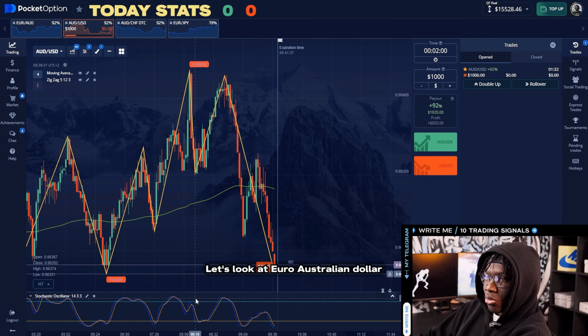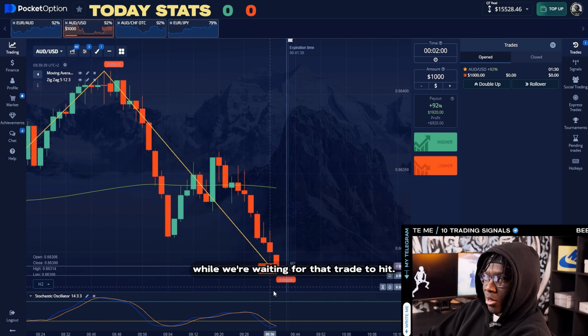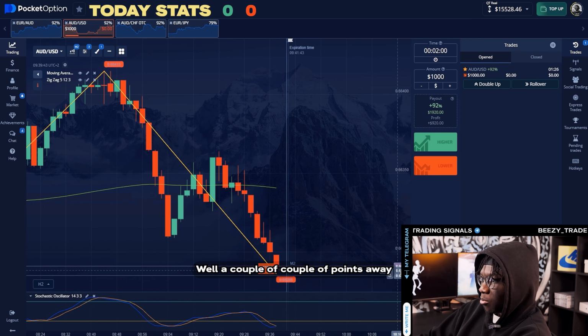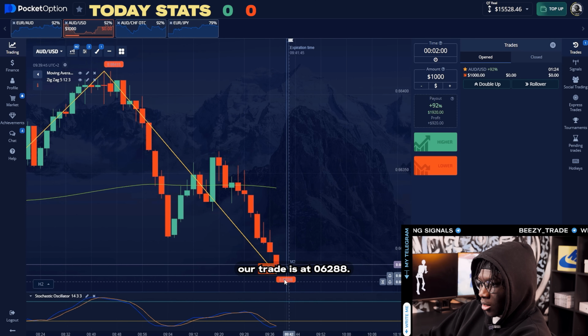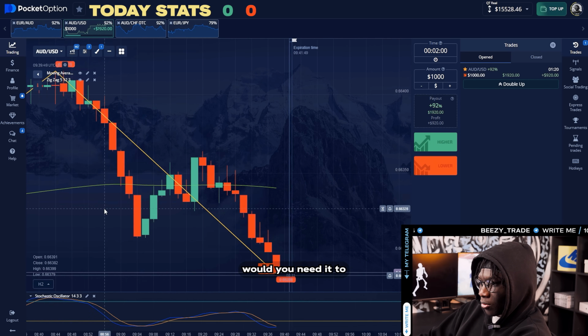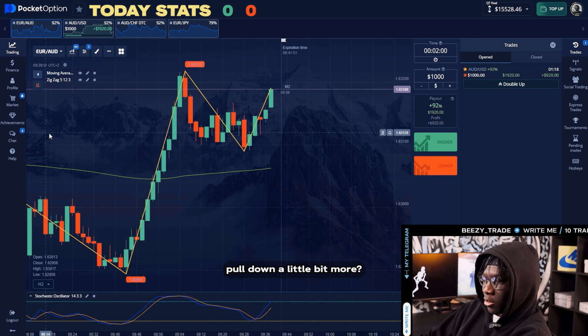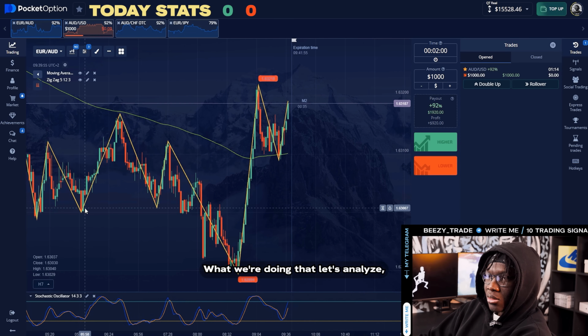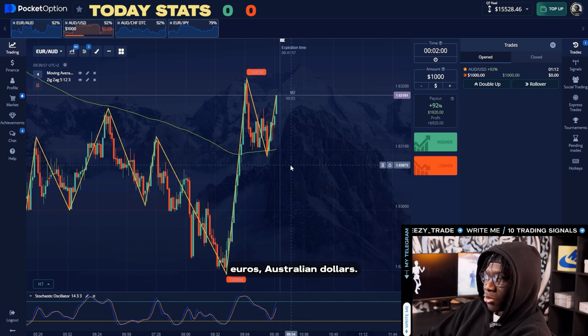So let's look at Euro, Australian dollar, while we're waiting for that trade to hit. We're a couple of points away. Our trade is at 06288, and we just need it to pull down a little bit more. Okay, while we're doing that, let's analyze euros, Australian dollars.